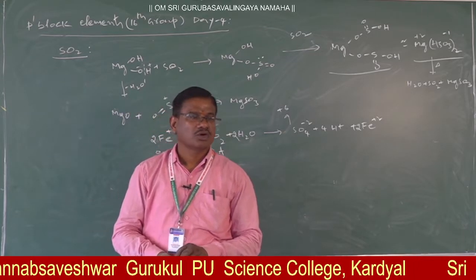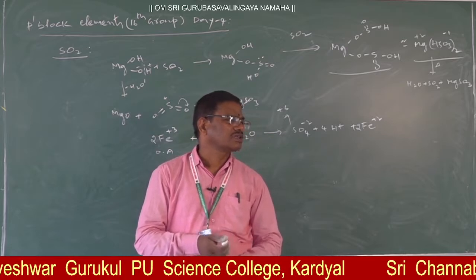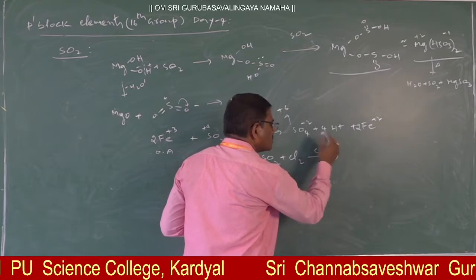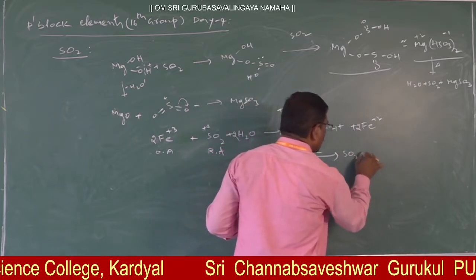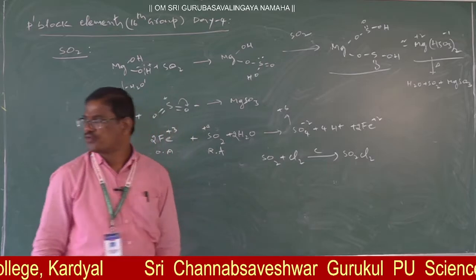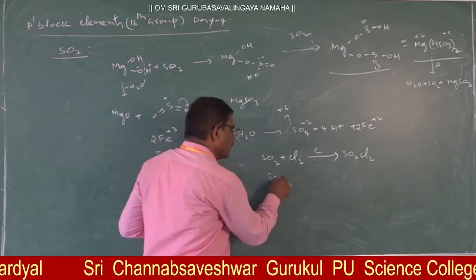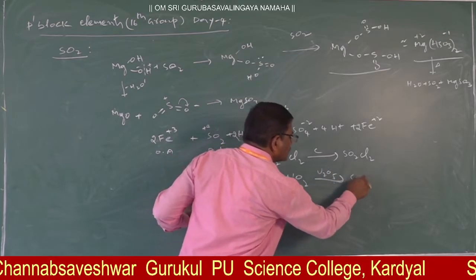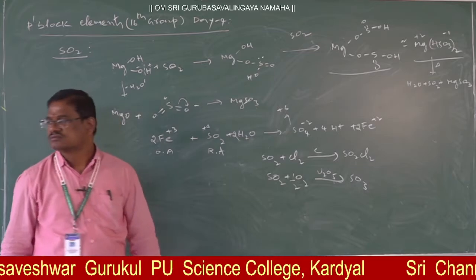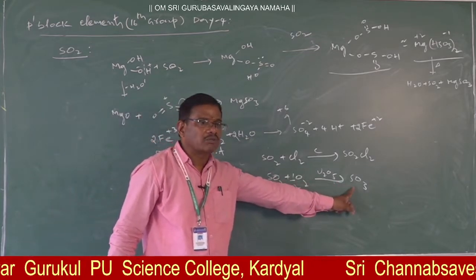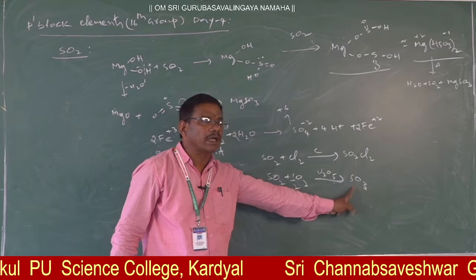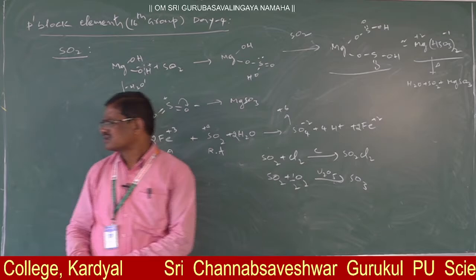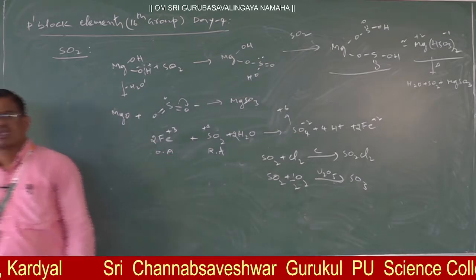Clear na? So it will also react with chlorine gas in charcoal. Sulfur dioxide with chlorine in presence of charcoal gives sulfuryl chloride, an adduct reaction. Similarly, SO2 burns in oxygen in presence of vanadium pentoxide. Sulfur trioxide is going to form. Clear na? It is a very important intermediate in manufacture of sulfuric acid by contact process. Clear na? So these are some of the properties of sulfur dioxide.